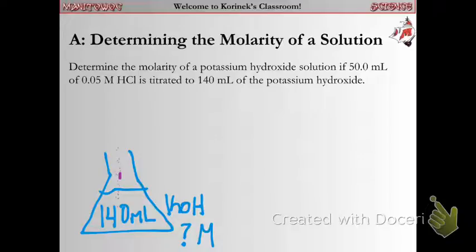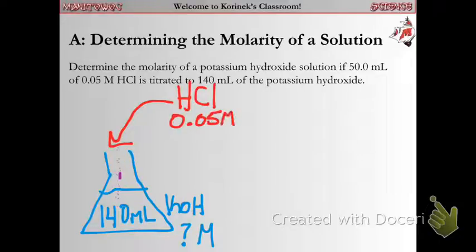We're then going to add in our acid, the hydrochloric acid. We do know the molarity of the hydrochloric acid. Let's say that it's 0.05 molar. As we add that acid in, we see that at around 50 milliliters, a color change starts to occur. That color change, if we use the appropriate indicator, is going to tell us something very important.